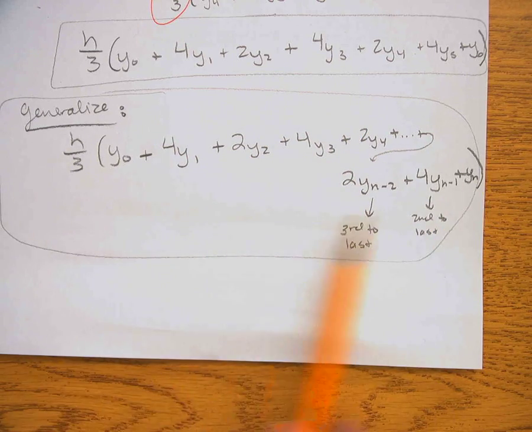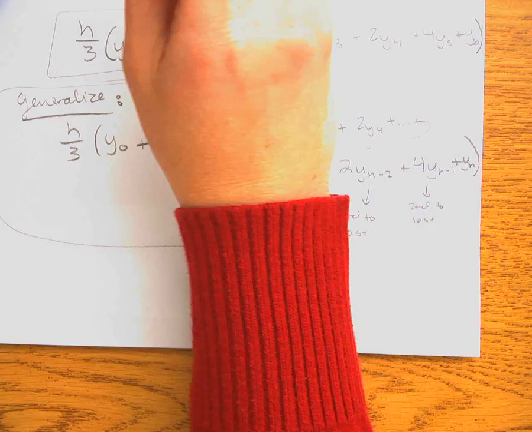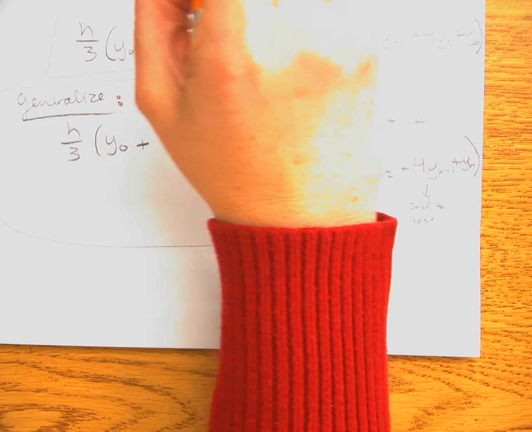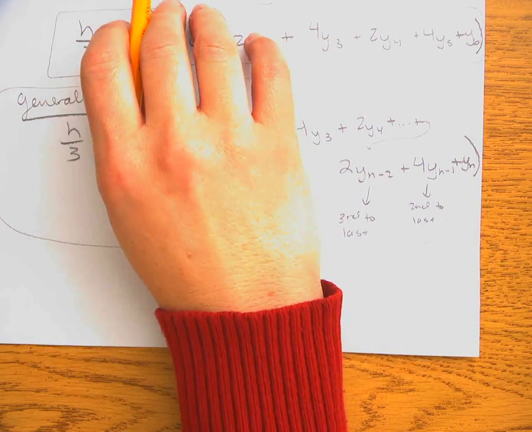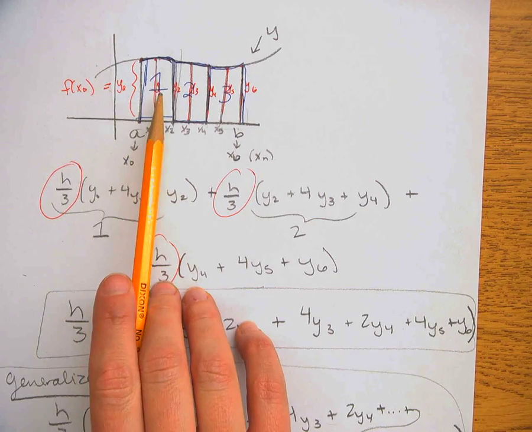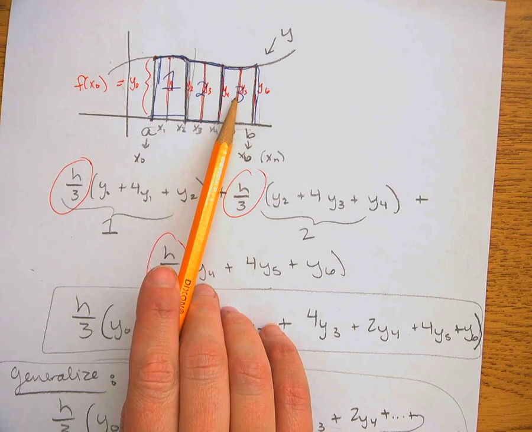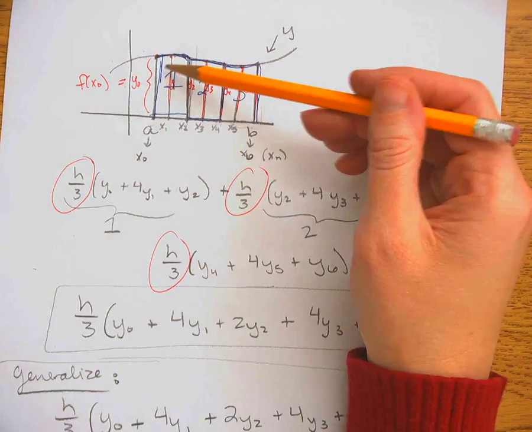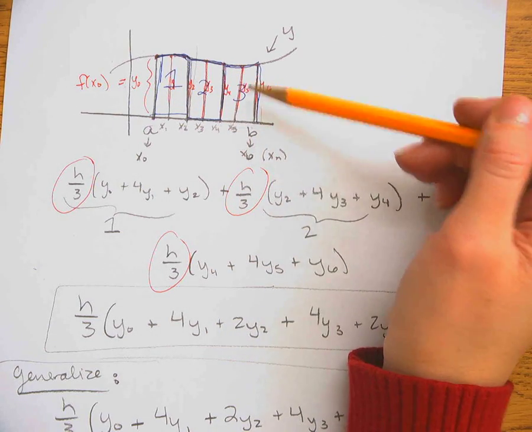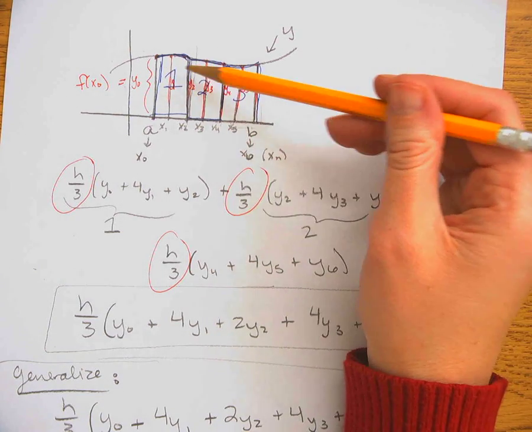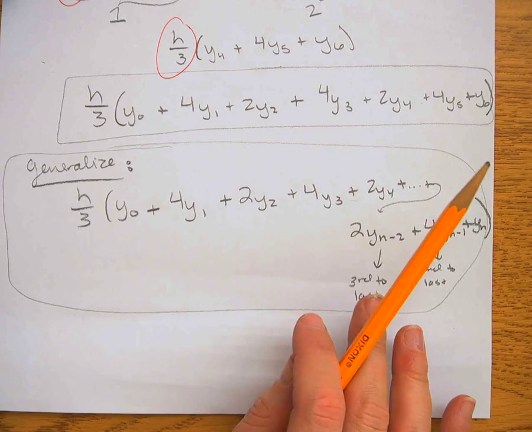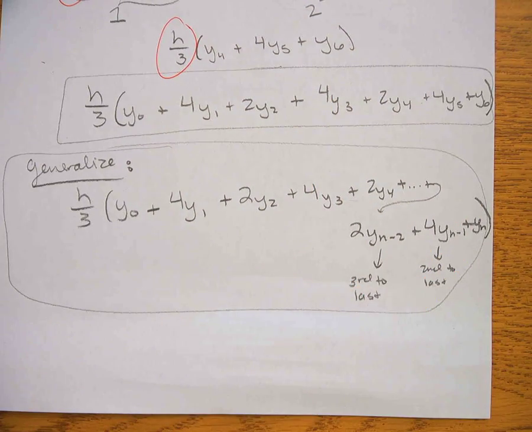And so again, the only way this is going to work is if you have an even number of x's. You don't need an even number of Simpson's rule shapes. Like here I only had 3 Simpson's rule shapes, but I split each of those shapes in half, creating 1, 2, 3, 4, 5, 6 intervals. You have to have an even number of intervals for this to work, so just keep that in mind. Okay, and then for our next video, we're going to go ahead and apply this.